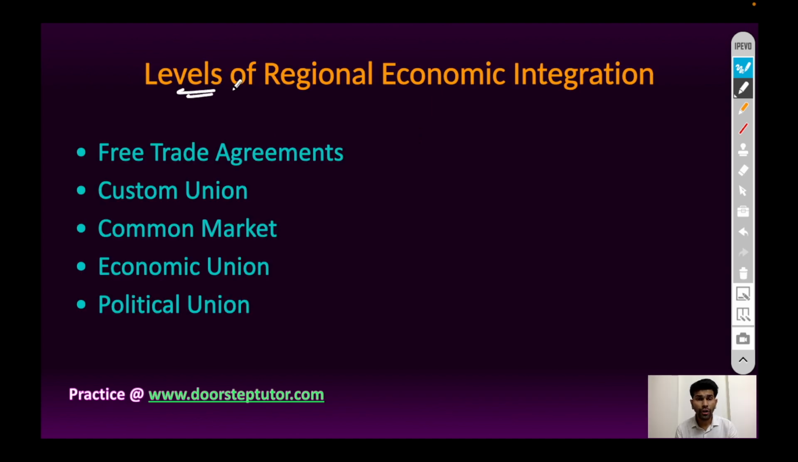What are the levels of regional economic integration? The lowest level is free trade agreement, then customs union, common market, economic union, and political union, the highest level of regional economic integration. Let's discuss one by one.